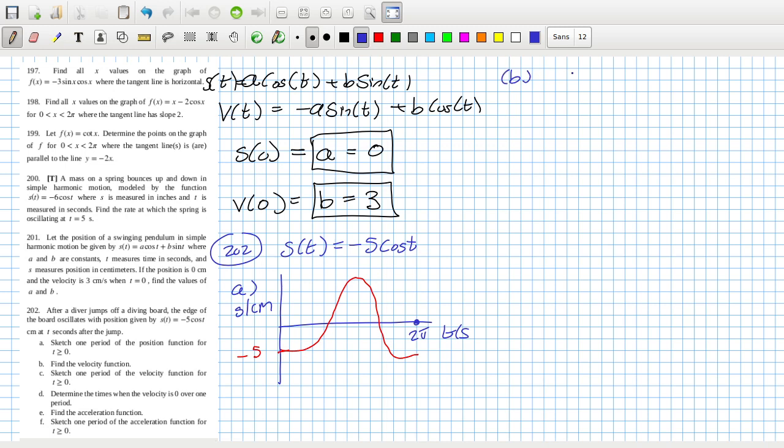Find the velocity function. So the velocity function will be 5 sin t. Now we want to sketch one period of the velocity function. That's the velocity in centimeters per second, and this is the time in seconds, and that's 2 pi. And the velocity starts at 0 and goes up. I should really mark that off as 5 there, and goes down to minus 5, and it's like that.